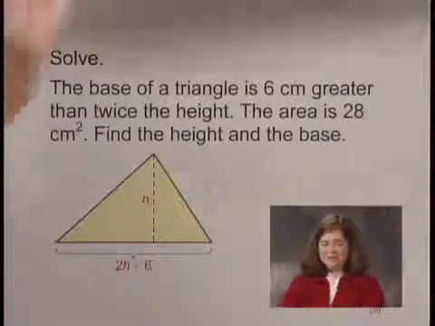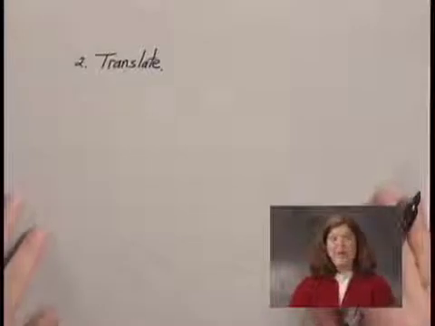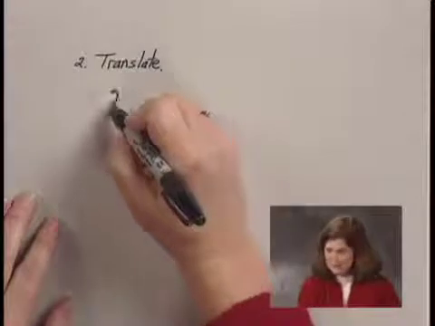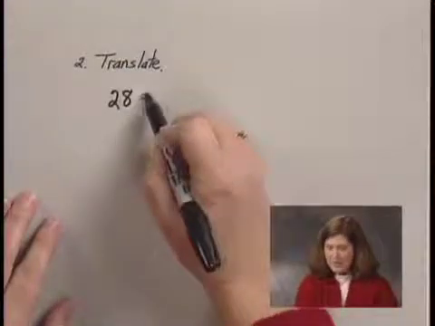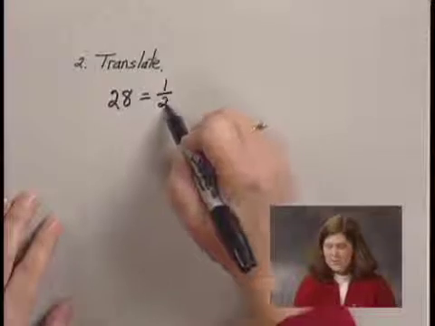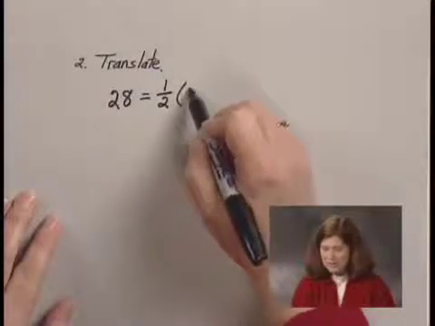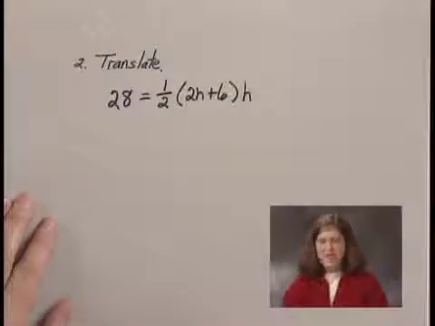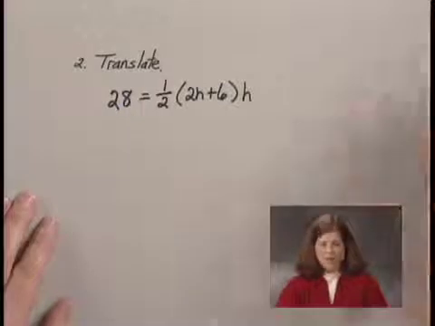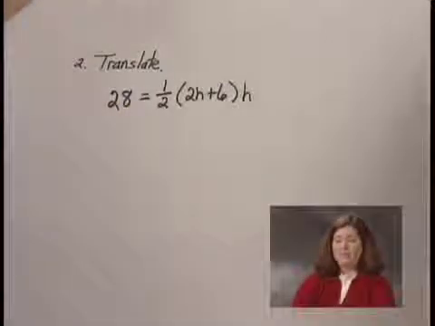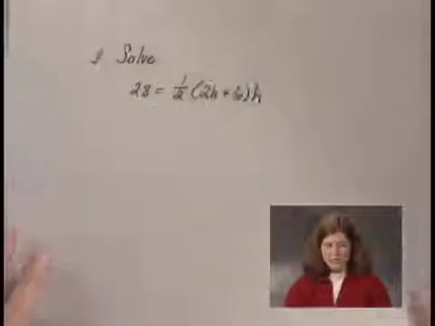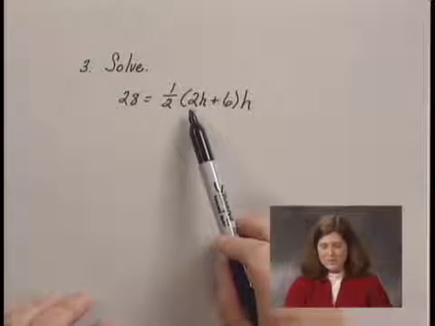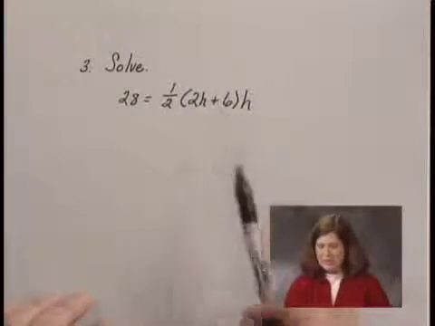So let's translate step 2. We were given that the area was 28 square centimeters, so we write 28 equals 1/2 times the base, which is 2h plus 6, times the height, which is h. So we have an equation we can solve. We can move to step 3, and that is to solve the equation. We want to solve 28 equals 1/2 times 2h plus 6 times h.